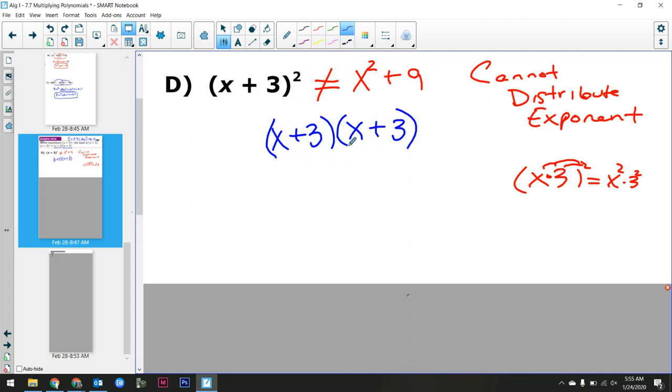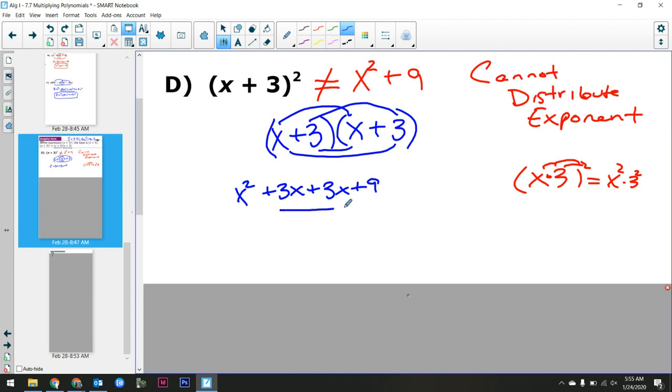We have to do what with this? We have to FOIL this. X times x is x squared. X times 3 is 3x. 3 times x is 3x. 3 times 3 is 9. And I just combine like terms in the middle. X squared plus 6x plus 9. And that's my answer.